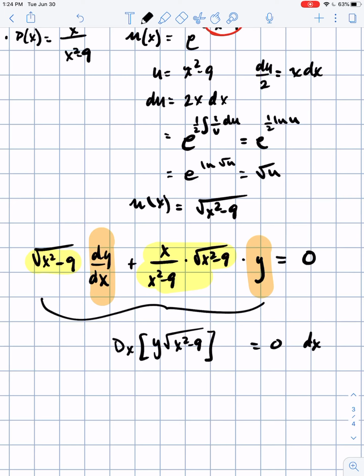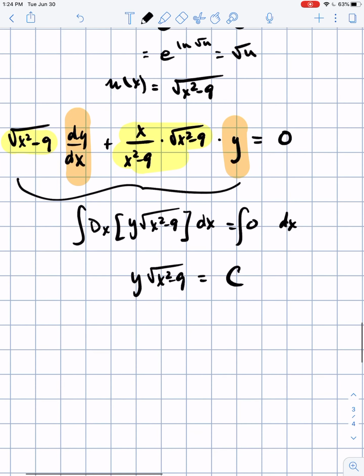Let's integrate. This just canceled, equal to c. So we get a general form of c divided by the square root of x squared minus 9. Done.